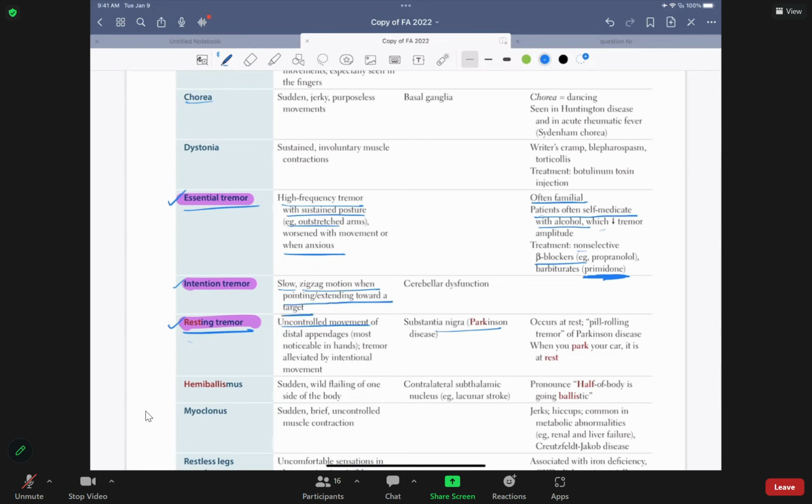That's intention tremor, okay? Now you could see it's a slow zigzag motion when pointing or extending toward a target. Recently on the step 1 exam, this came, the question explained this patient was trying to get a TV remote and he couldn't get the remote and he dropped it. That's an intention tremor. Is that clear, folks? Because you are trying to do.